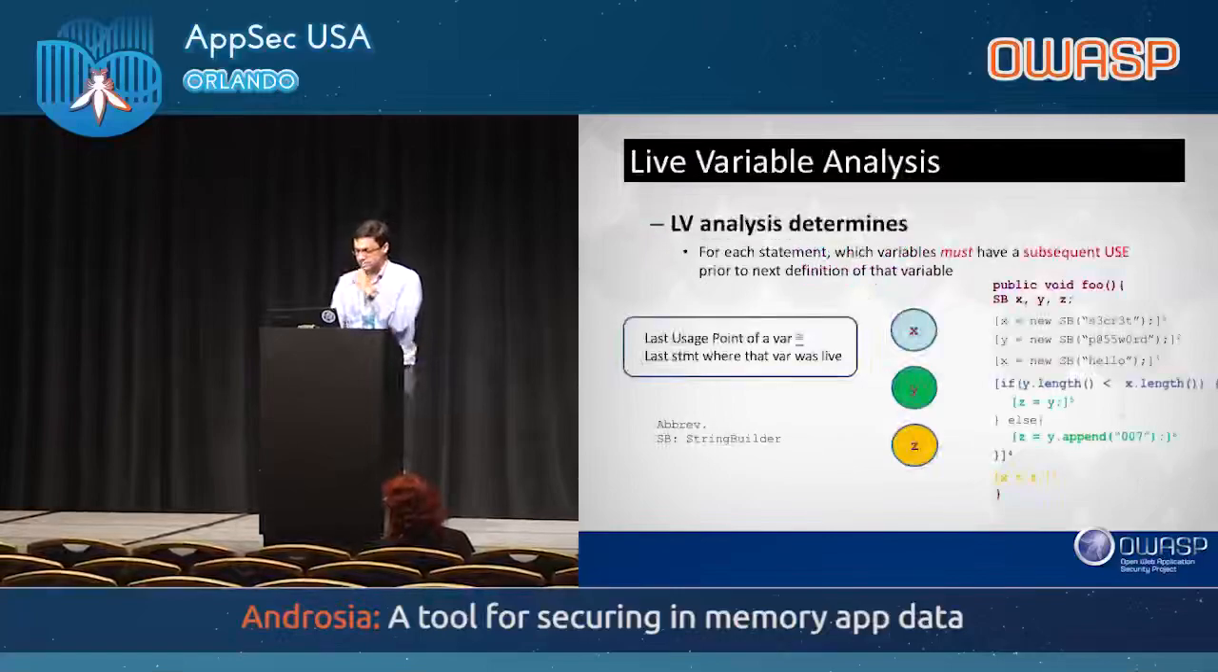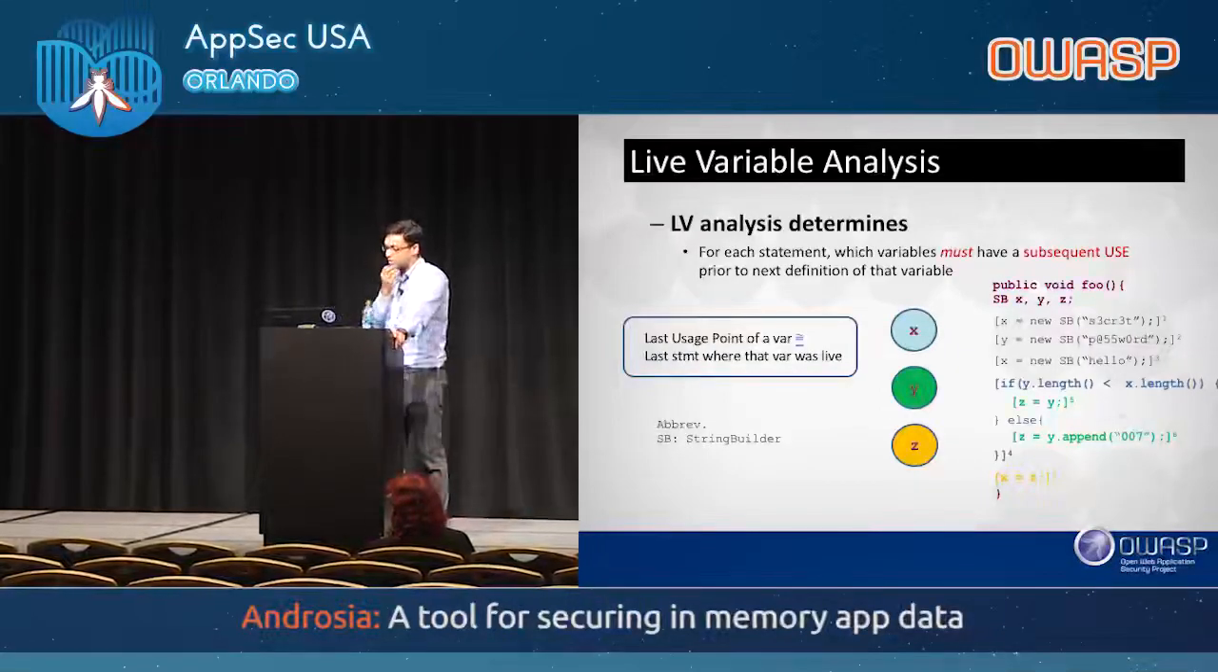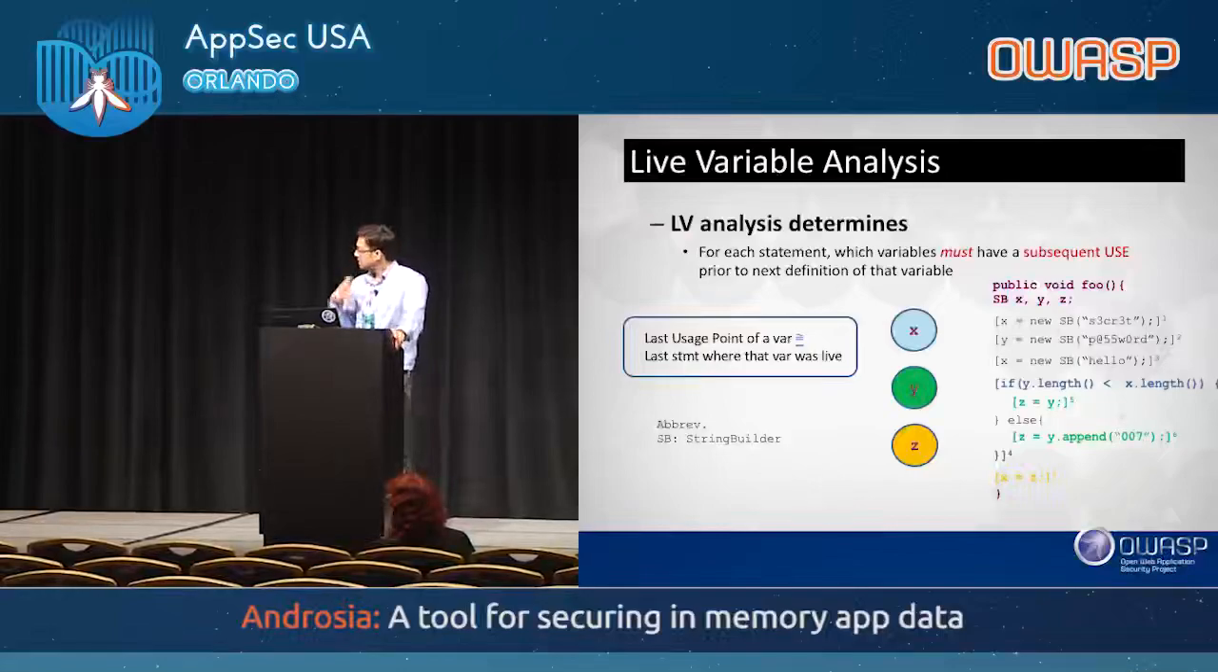So let's define live variable analysis. Live variable analysis determines for each statement which variables must have a subsequent use before they get redefined. This is exactly what we saw in the diagram which I showed you on the initial slide. The last usage point of a variable can be equivalently called the last statement where that variable was live.